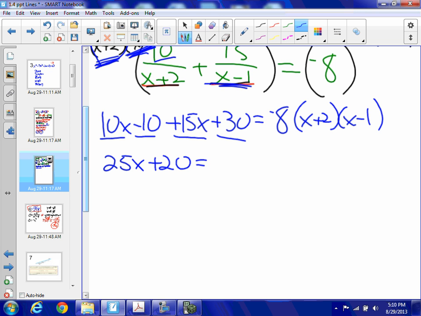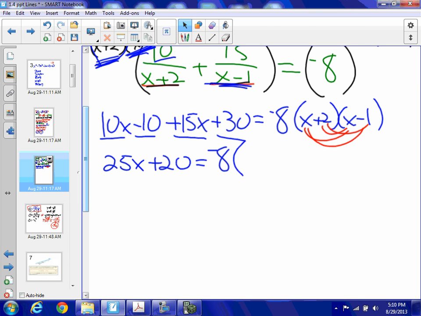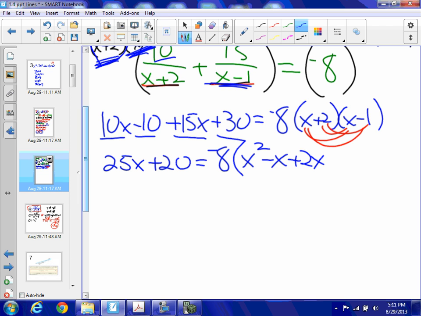And that is equal to, I'm going to go negative 8 times, and I'm going to FOIL this out. If you remember FOIL, first, outer, inner, last. I'm going to do that multiplication. So that's going to be negative 8 times x squared, and then my outer is minus x, and my inner is plus 2x, and my last is negative 2.